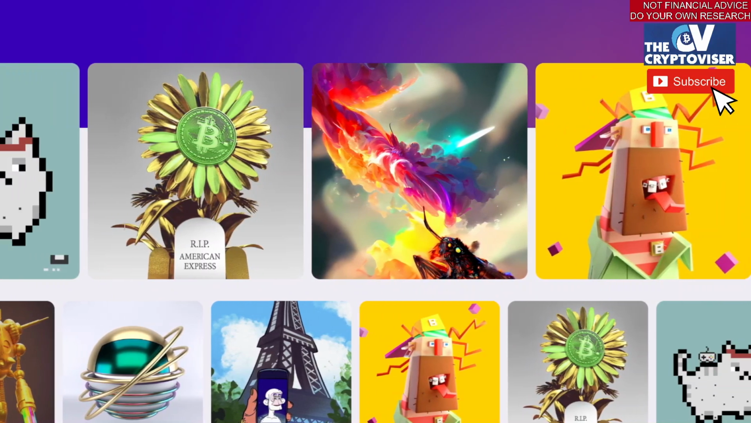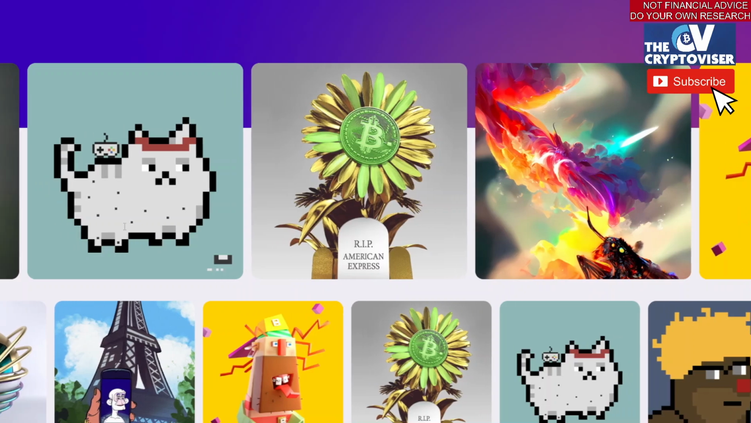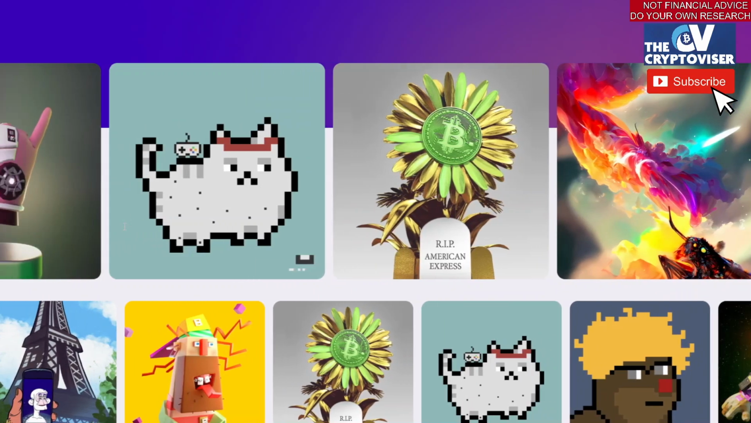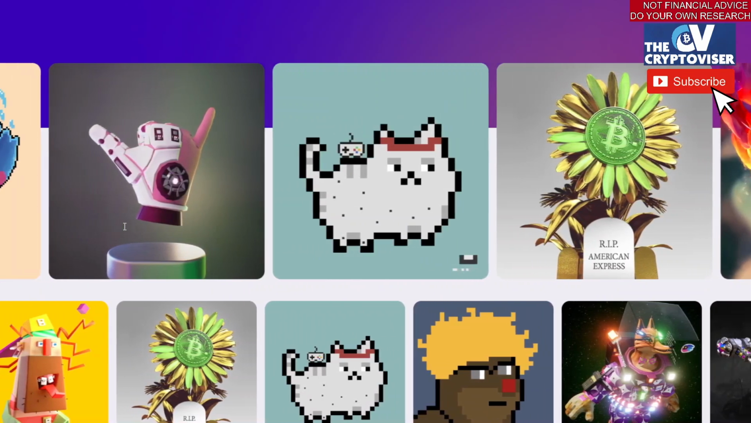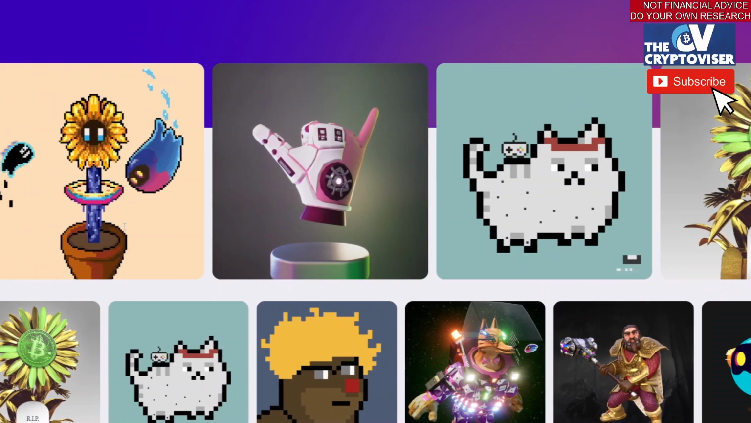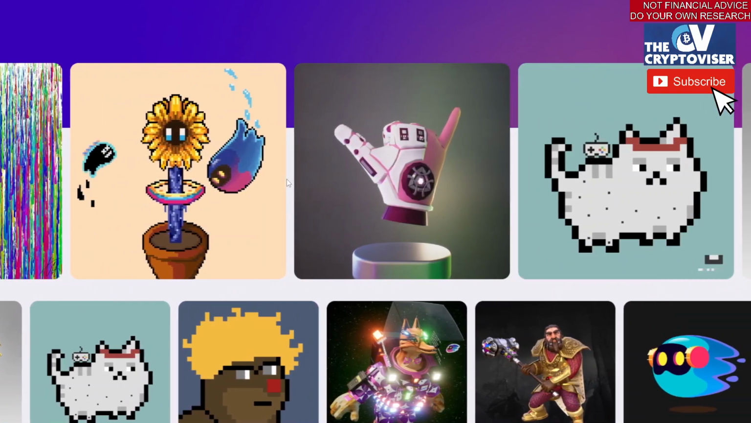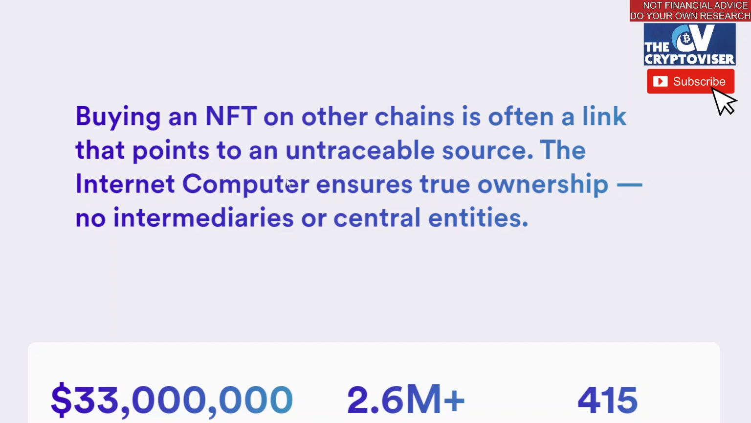But there's so much more to these NFTs, like ownership, tokenizing real world assets like homes, titles to vehicles, ownership of different things like homes or property or whatever. And so this is the first implementation to see how it actually can work and if there is a robust ecosystem. Buying an NFT on other chains is often a link that points to an untraceable source. The Internet Computer ensures true ownership, no intermediaries or central entities.